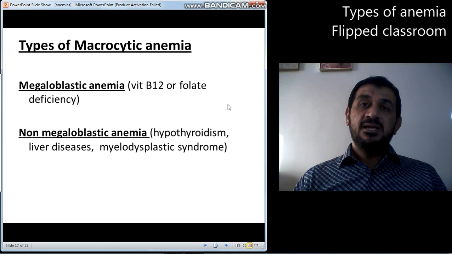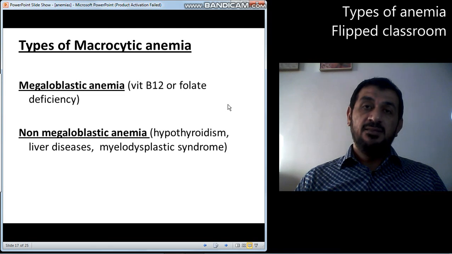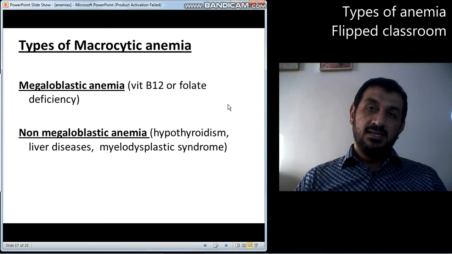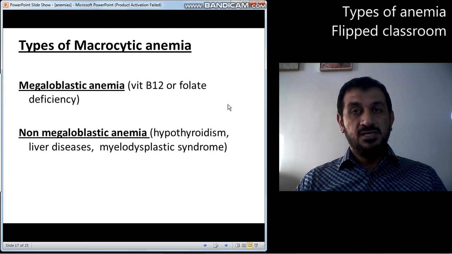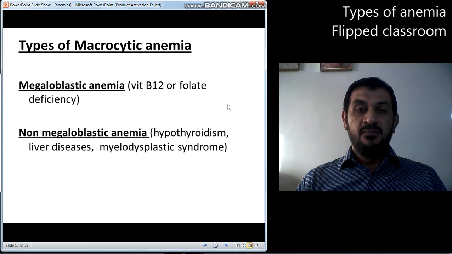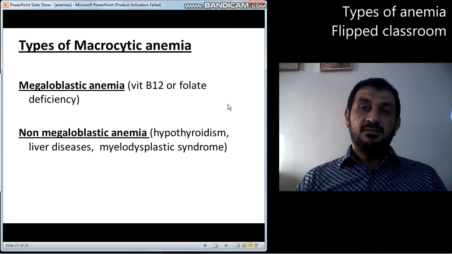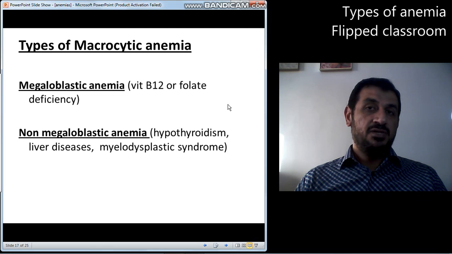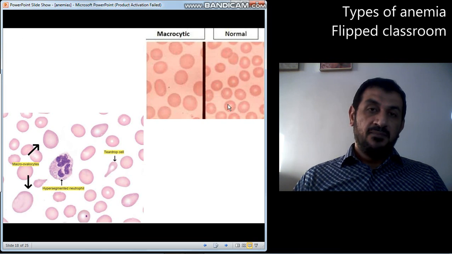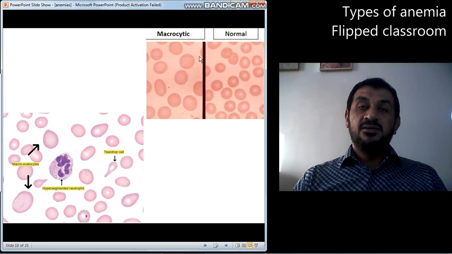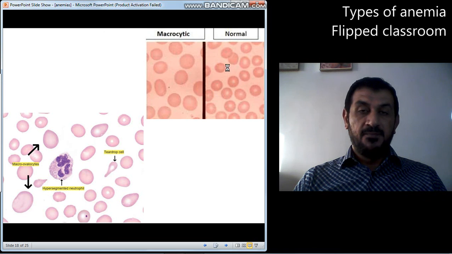The last type is macrocytic anemia. It may be megaloblastic anemia or non-megaloblastic anemia. The megaloblastic anemia may be due to vitamin B12 deficiency or folic acid deficiency. I think the case we discussed about the vegetarian woman was megaloblastic anemia due to vitamin B12 deficiency. And this is a picture of macrocytic RBCs.